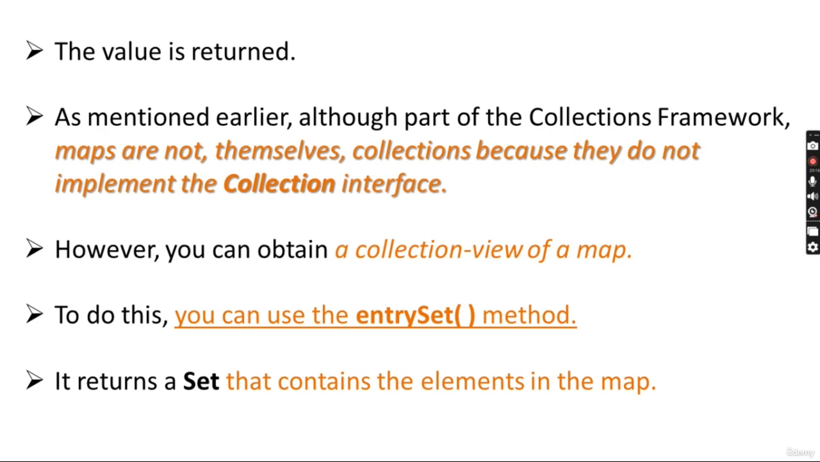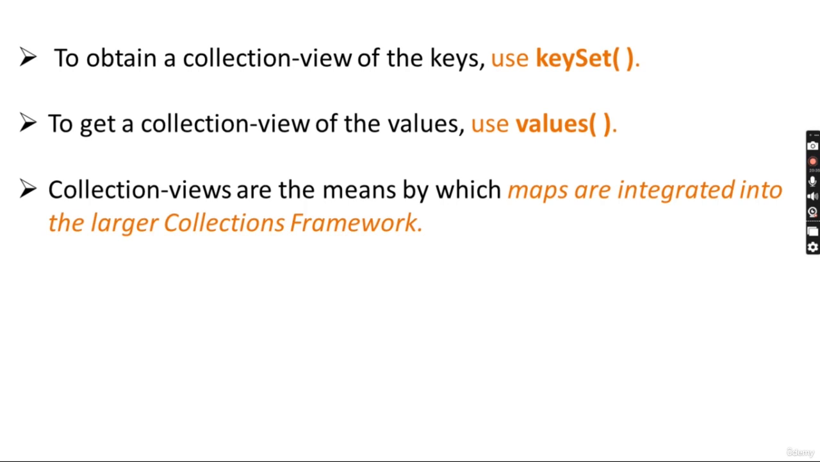To do this, you can use the entrySet method. After calling the entrySet method, you can iterate through a map. It returns the set that contains the elements in the map, and then you can use a for-each style for loop or an iterator object to iterate through it. To obtain the collection view of keys, use keySet. To obtain the collection view of values, use values. Collection views are the means by which maps are integrated into the larger collections framework.